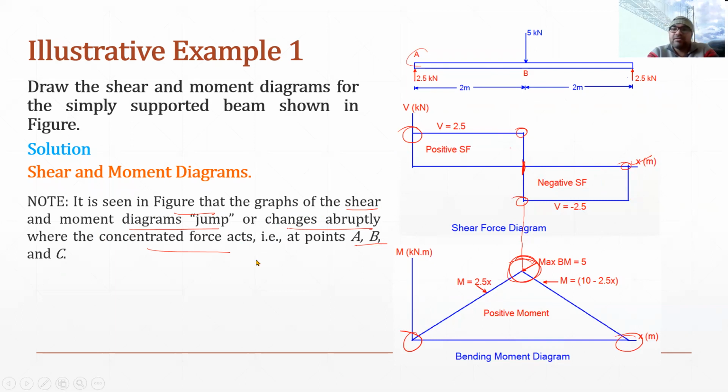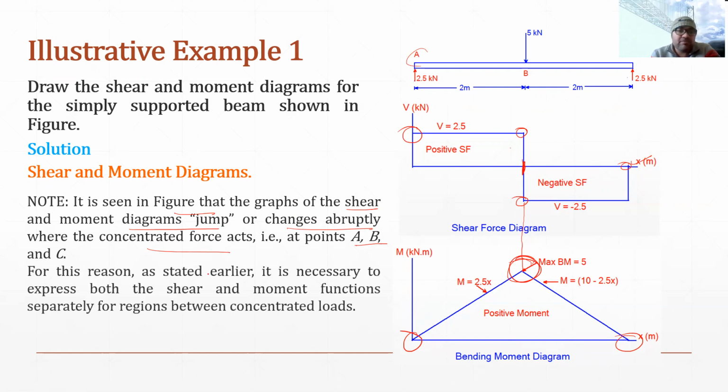So that is why we make separate moment and shear functions for each segment. And that is what I have written here. For this reason, as I have stated earlier, it is necessary to express both the shear and moment functions separately for regions between concentrated loads. So that is the solution for this example. Now, in the next part, I will take another example to understand this concept. Thank you.